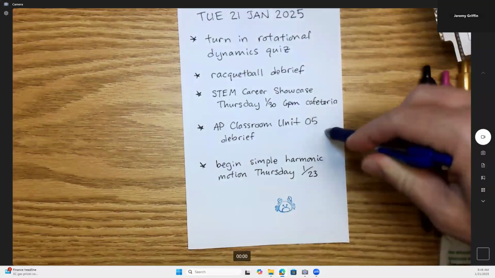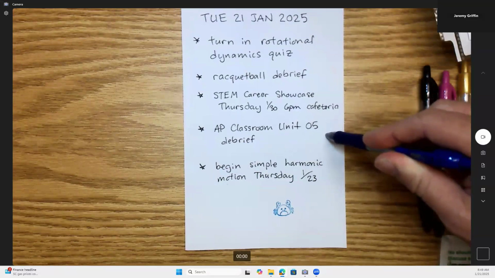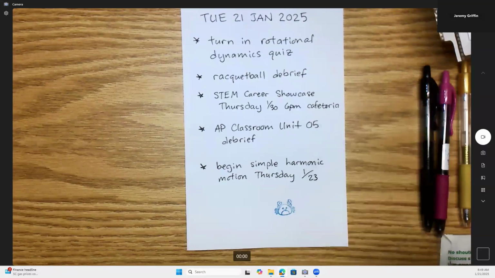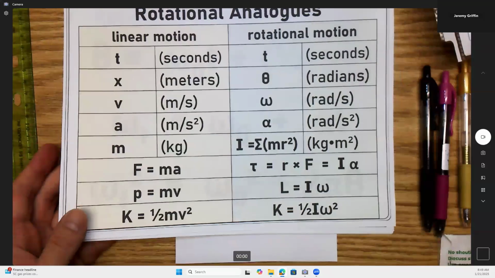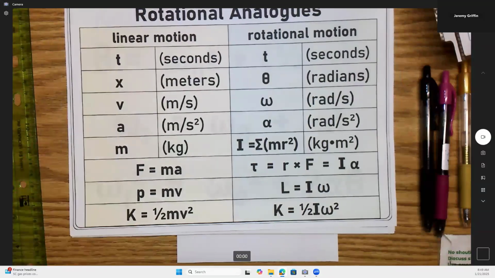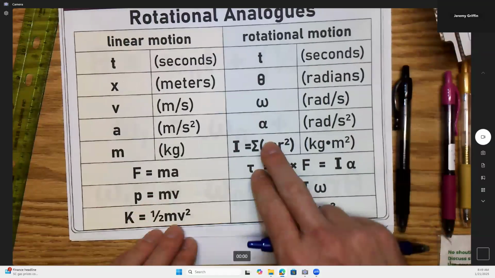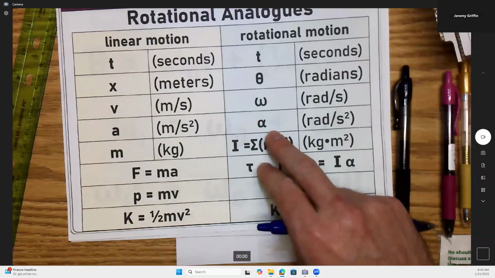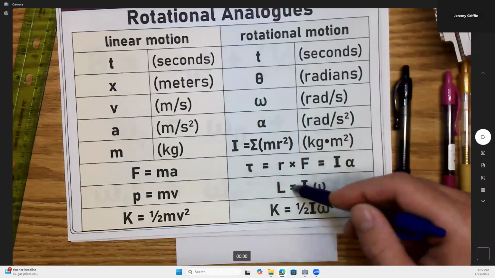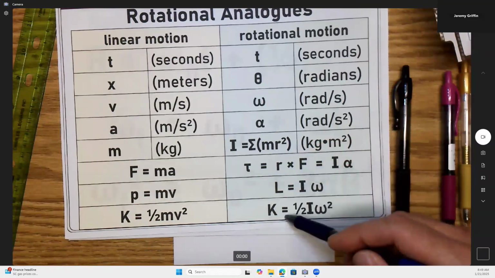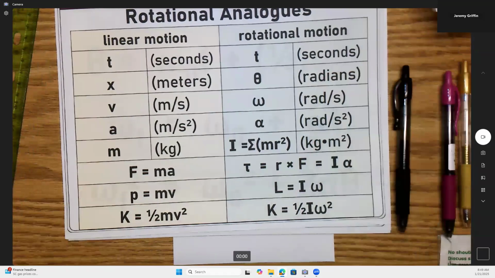All right, so I'm going to debrief with you guys AP Classroom Unit 5 today, and then I'm going to debrief Unit 6 tomorrow. So here for context, AP's doing this new this year because last year they just threw rotational dynamics all into one unit. But this year, they're breaking it up: they're doing rotational inertia and torque in Unit 5. And then Unit 6, they're allocating angular momentum and rotational kinetic energy. So you guys good so far?